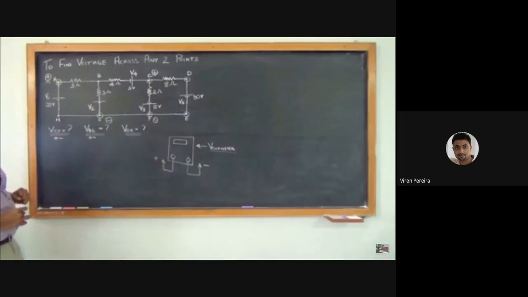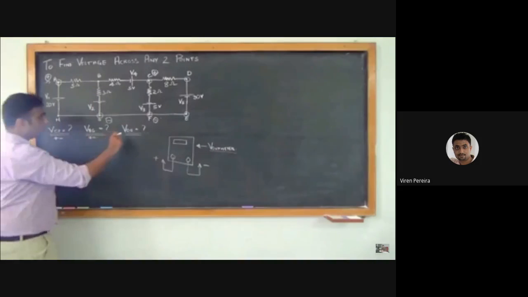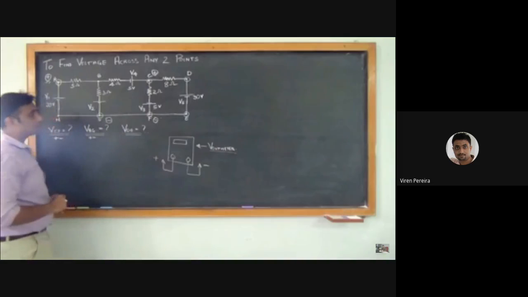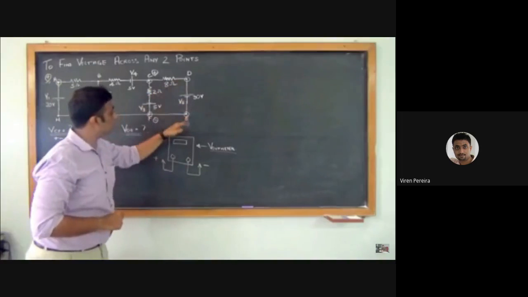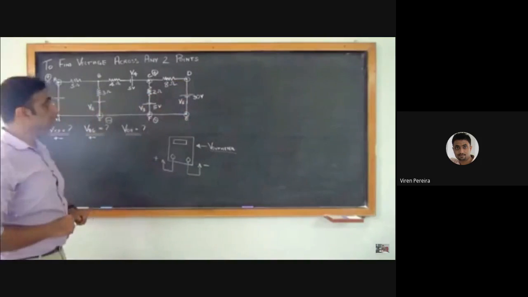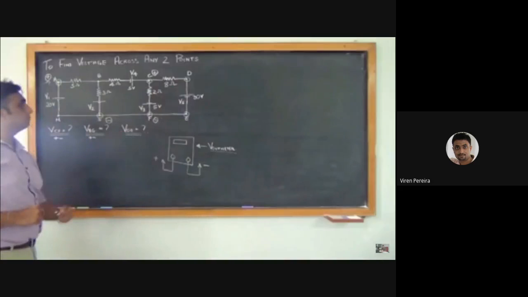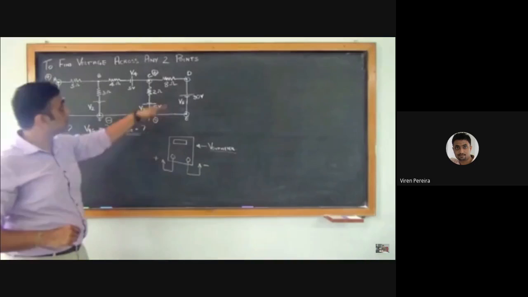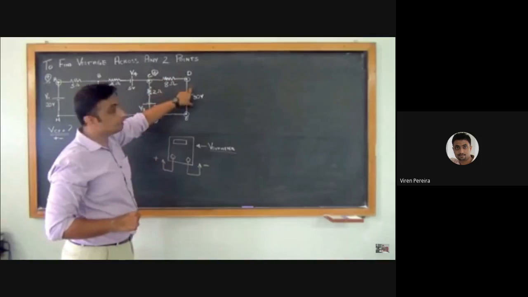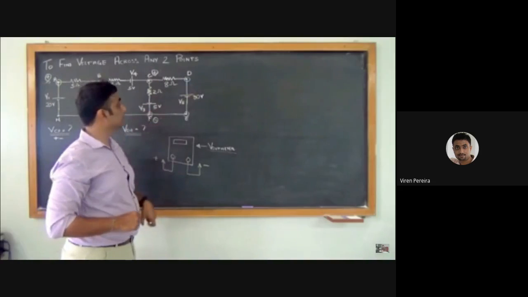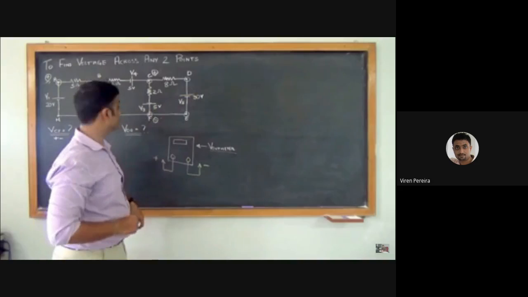Now, another thing, to find out the voltage across VD. Now we have a D terminal here and we have an E terminal here. So what is the voltage across VD? The shortest path would be via this, which is 30 volts. So we already know now VD is 30 volts.